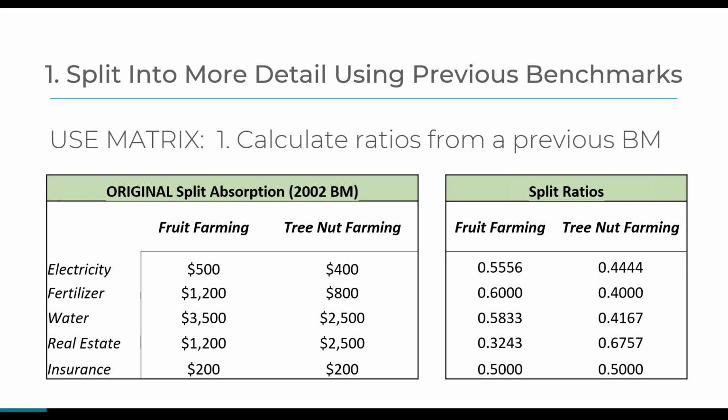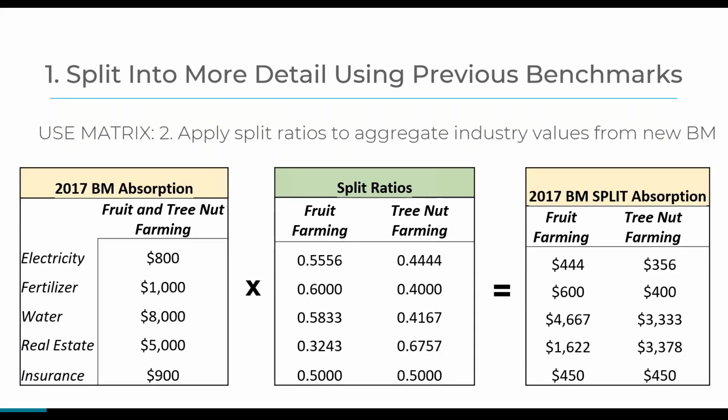I have some ratios with which I can split this benchmark's combined fruit and tree nut farming sectors purchases of these 5 things. So step 2 is just to apply those ratios. So here's our new benchmark in yellow here, 2017 benchmark. It does in fact combine fruit and tree nut farming. We're going to split it out using those ratios from the 2002 benchmark. So I'm just multiplying the combined industries purchases by these ratios, and lo and behold, I now have 2017 benchmark data, but split out into more sector detail using the 2002 benchmarks split between the two.